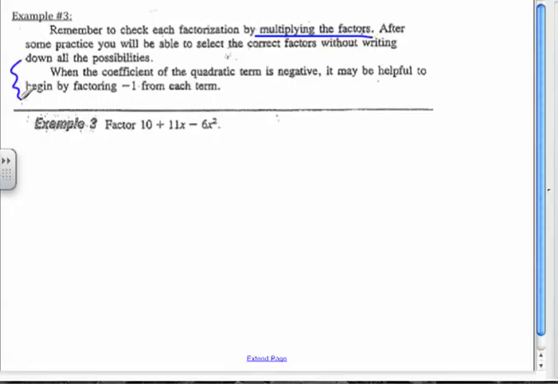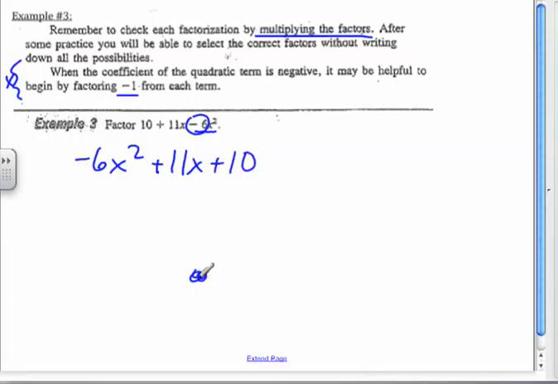Now, this is a very important little thing here. It says when the coefficient of the quadratic term, that is the term that's x squared, is negative, and it is -6, it may be helpful to begin by factoring -1 from each term. Okay? So here's what it's saying. Write it in standard form, -6x squared plus 11x plus 10. And you're going to see that the a term, that is the term that's in front of the x squared, is negative. So I'm actually going to take a -1 out. I'm factoring it out.